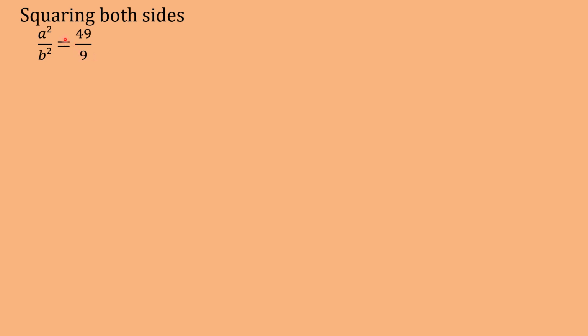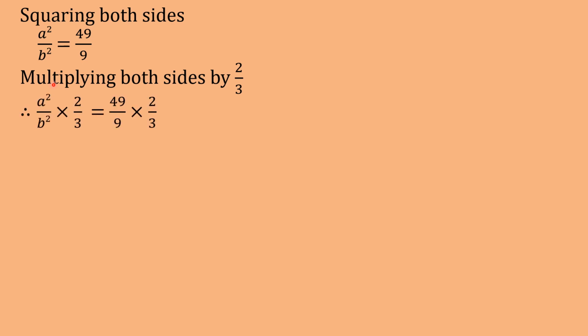Now we have the coefficient. We need 2a square and 3b square. Now I'll multiply both sides by 2 upon 3. So multiplying both sides by 2 upon 3, a square upon b square into 2 upon 3 equal to 49 upon 9 into 2 upon 3. So students, it will become 2a square upon 3b square equal to, 49 twos are 98, upon 9 threes are 27. Now students, you got 2a square upon 3b square equal to 98 upon 27.